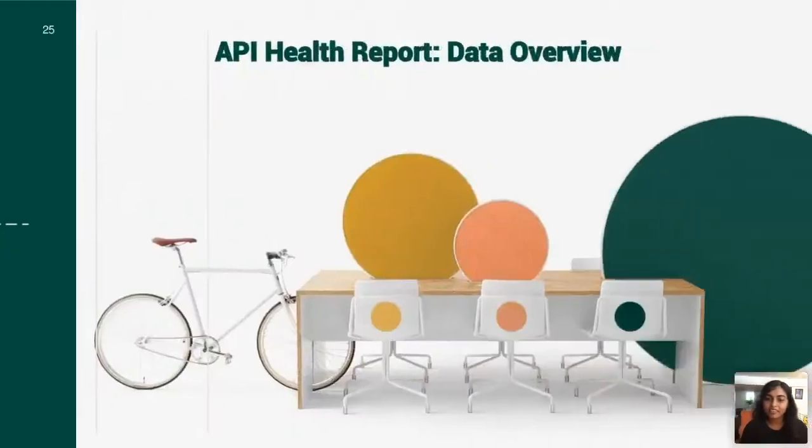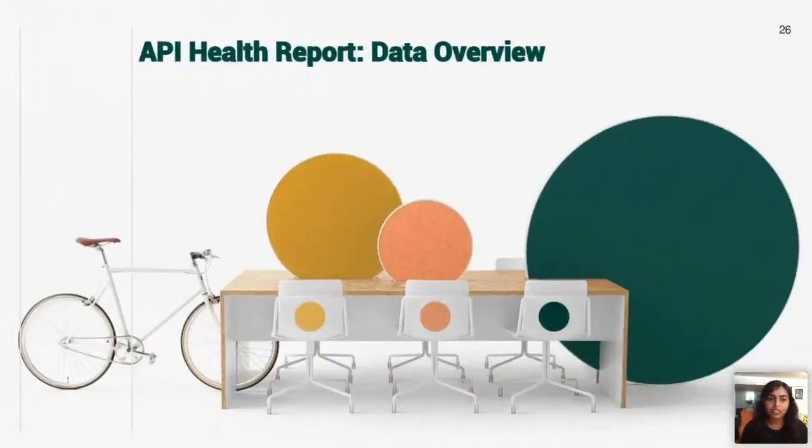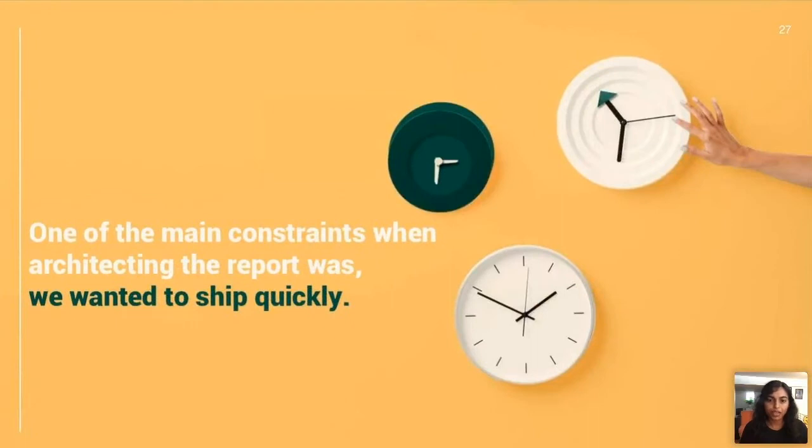Thanks, Robert. So I will walk over constraints and steps taken to build the report from a data perspective. One of the main constraints when architecting the report was that we wanted to ship it quickly. We only had about 2 months to build the report so that we could notify partners well before the deadline for them to update their API versions for the first versioning deprecation.